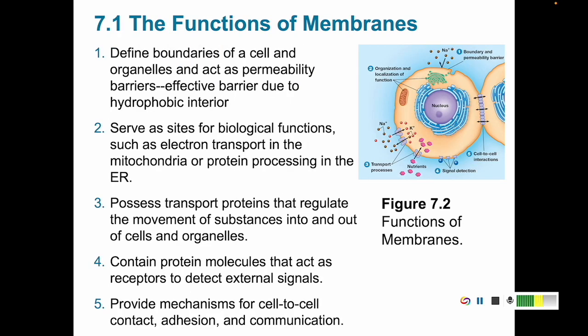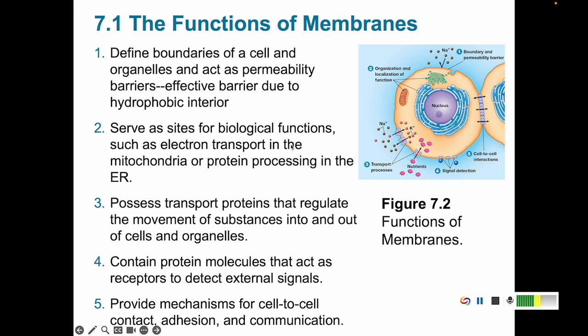The different roles of a membrane include: 1, to define the boundaries and to act as a permeability barrier. If you remember when we were talking about cell membranes, they're made of phospholipids, which give it a hydrophobic ring around the cell. So that is a pretty good barrier. Water outside the cell can't just rush in. Water inside the cell can't just rush out because it's blocked by that hydrophobic barrier of the cell membrane.